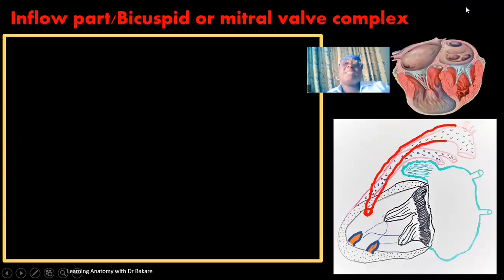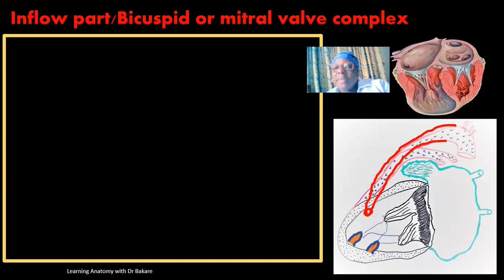So we are going to be taking each of the sub-regions of the left ventricle one after the other to see what they present. The first region we'll be looking at is the inflow part, or the bicuspid or mitral valve complex. We talked about this region. That is the region that receives oxygenated blood from the left atrium. This is the left atrium. There's the left ventricle. So the first region where oxygenated blood is released into is the inflow region or the bicuspid valve complex.